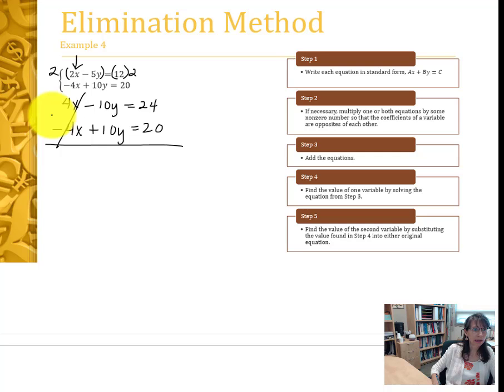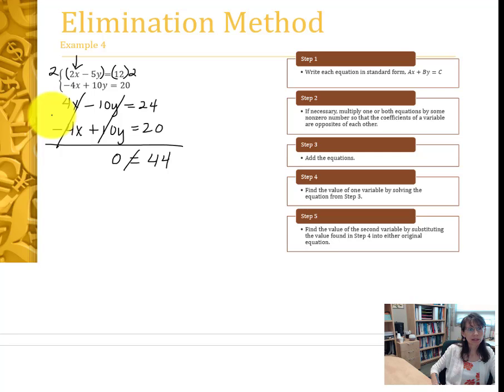Now how much y is remaining? Negative 10 plus 10. Well, that also eliminates. So I have 0 on the left side of this system, but when I add the right side together, I'm going to have 44. Does 0 equal 44?